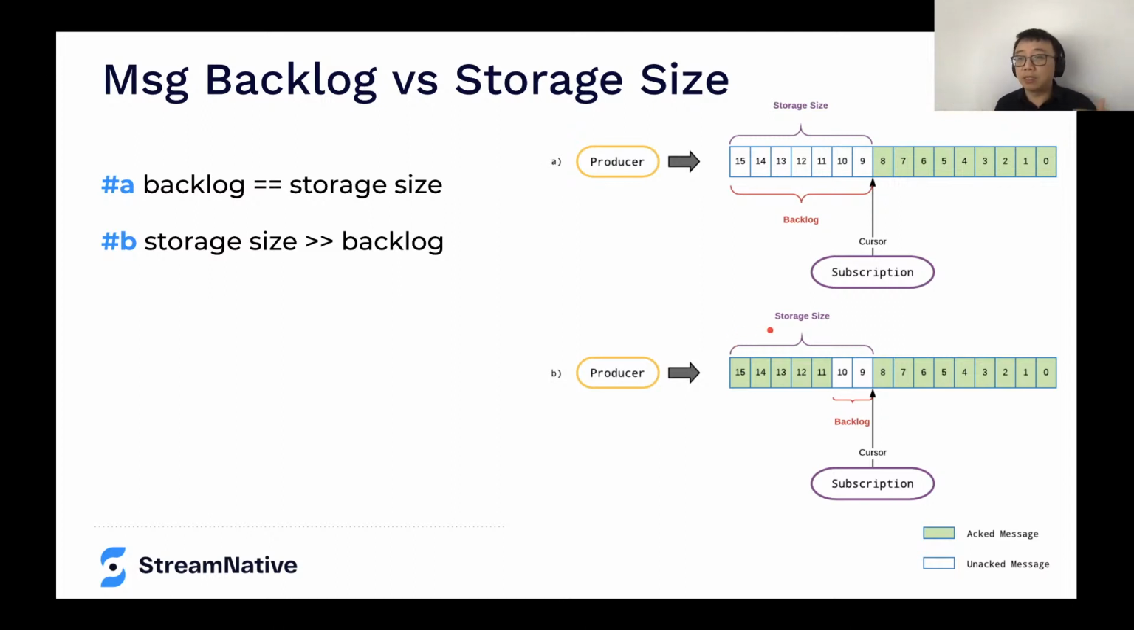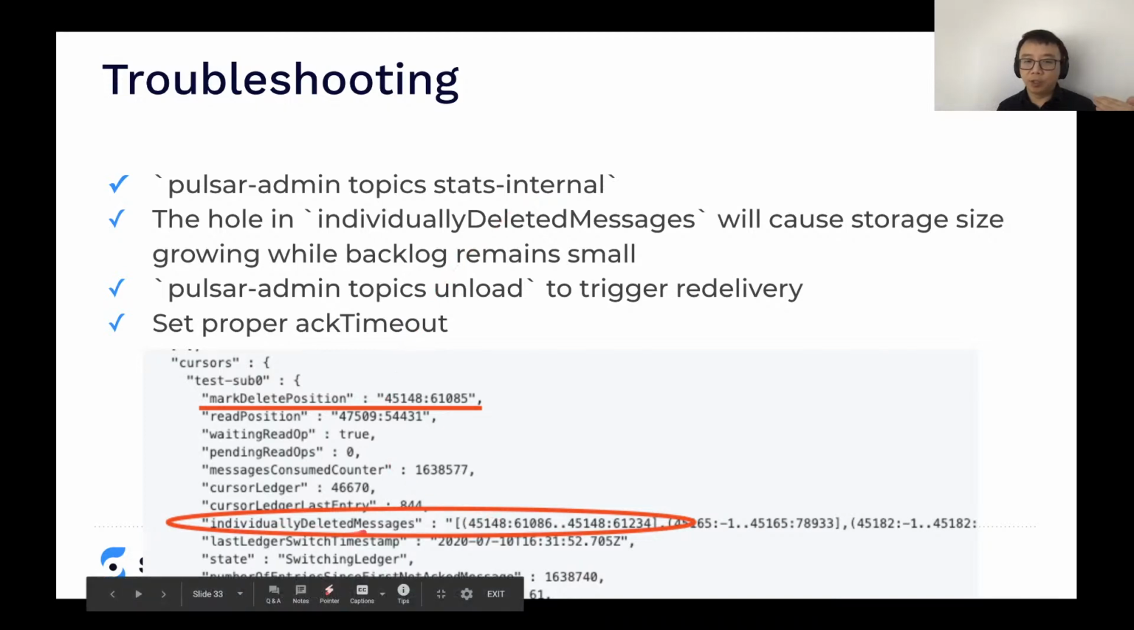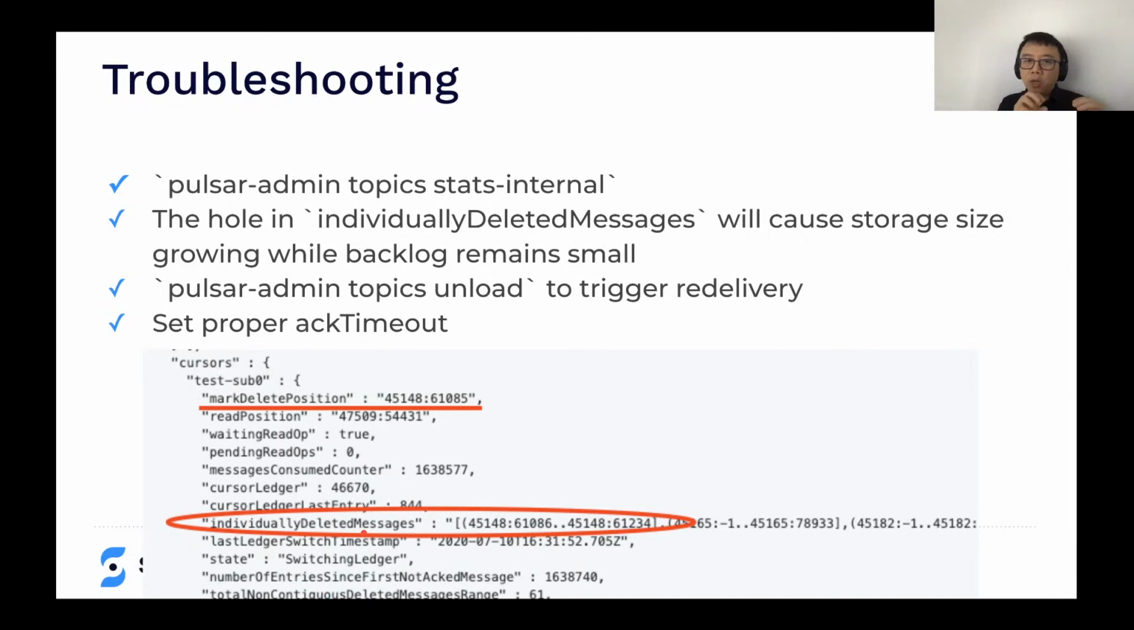So storage size is way above the backlog. And usually you can use topic stats-internal to find those metrics. And you can see the individually deleted messages. Those would be the holes that cause the storage size to grow.